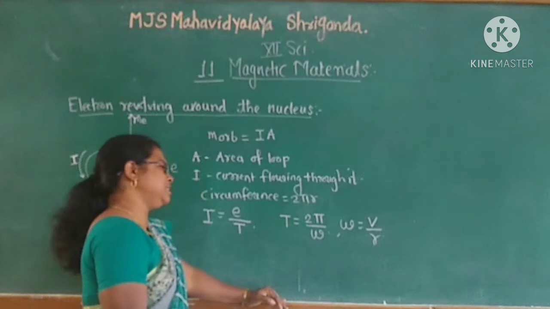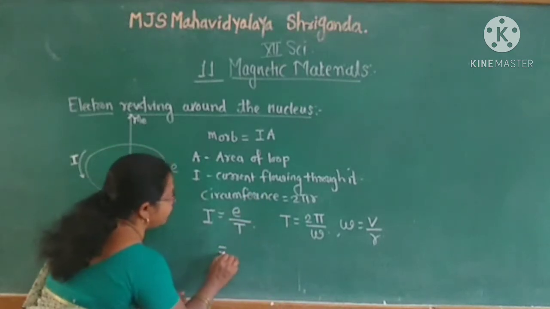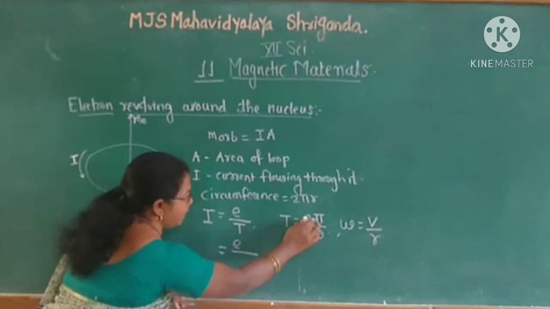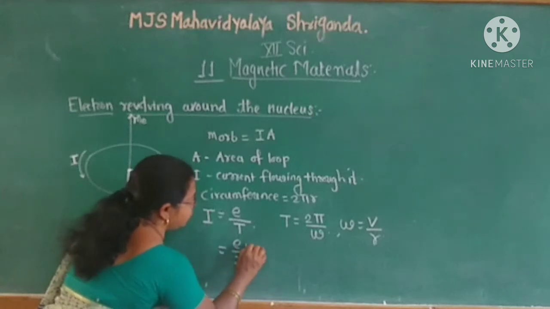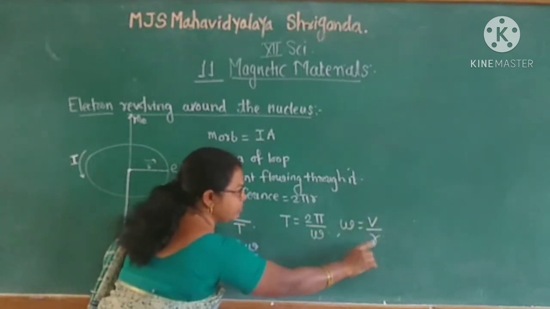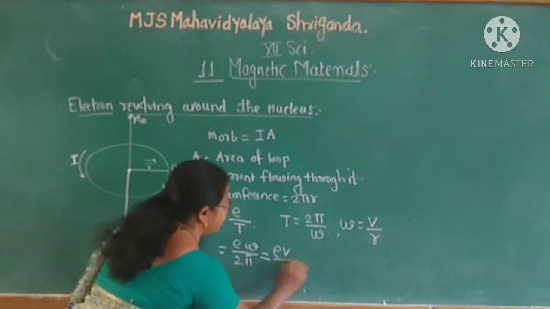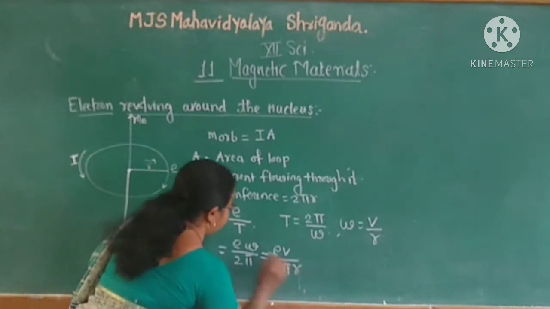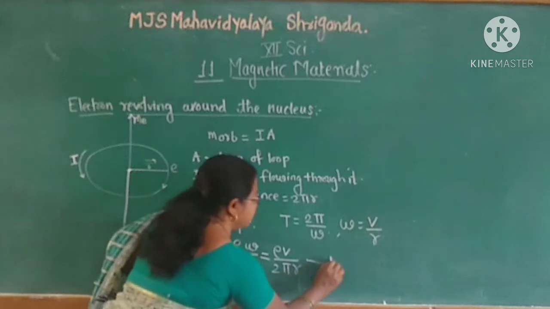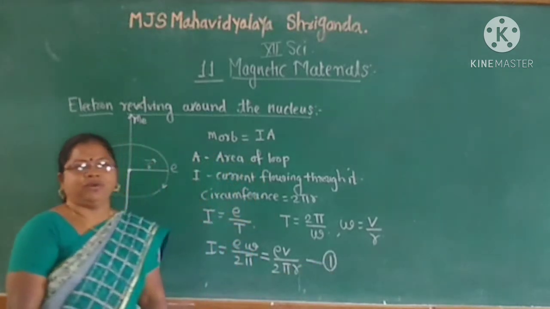Substituting all these things, what we will get? We will get that I equals E divided by 2 pi into omega. But omega is equal to also V upon R. Therefore, it is equal to EV by 2 pi R. That is equation number 1.